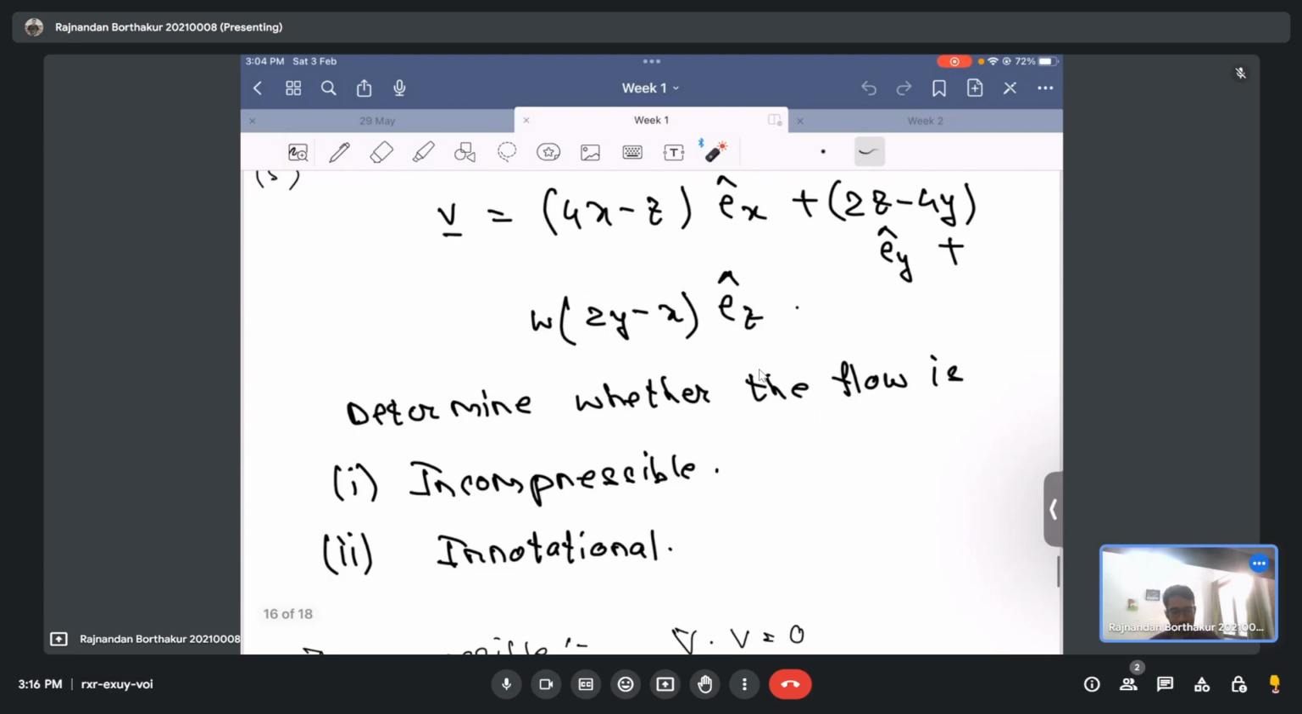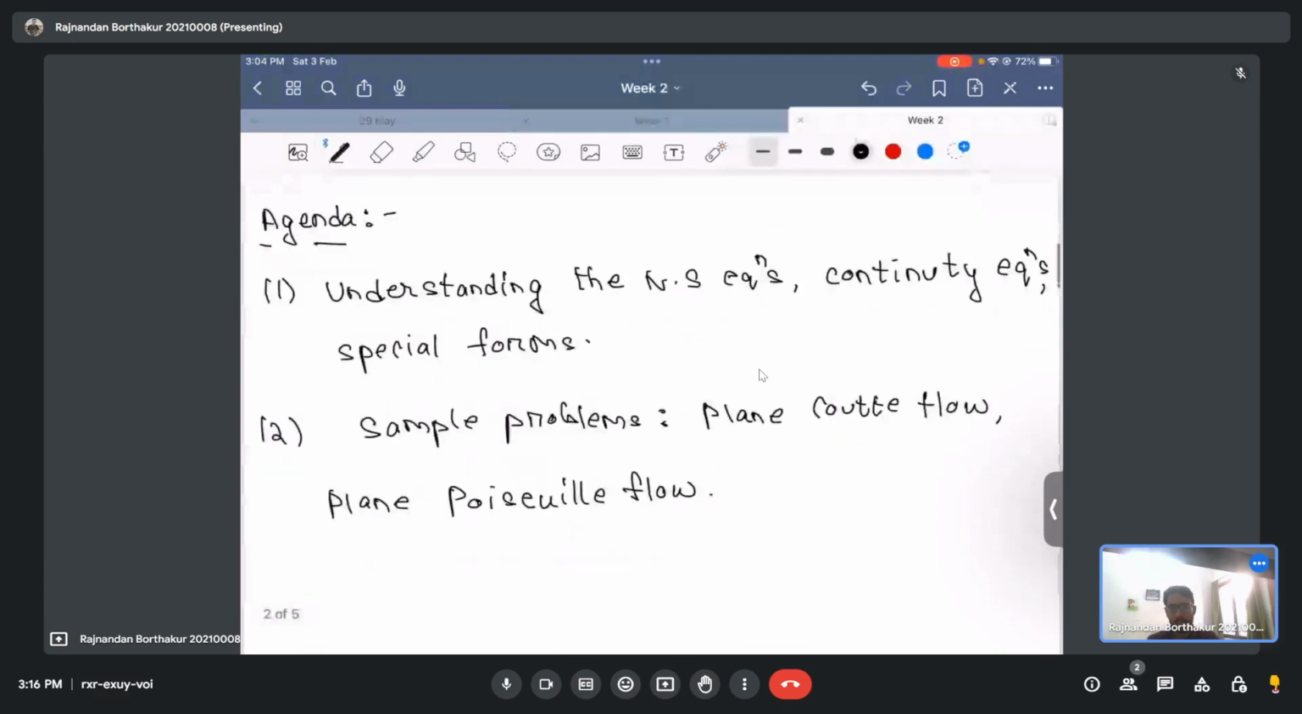If someone has any doubts associated with that, I would wait for some more time. If you have any doubts, you can speak out, or you can just unmute yourself and raise the doubt, or you can just type in your chat box or anything like that. I'll wait here for, let's say, 2-3 minutes, and then we will start off with today's contents.